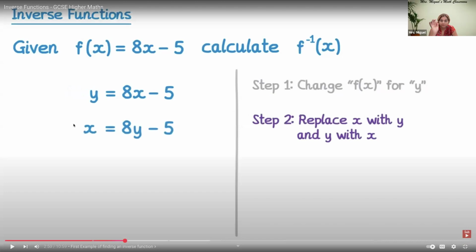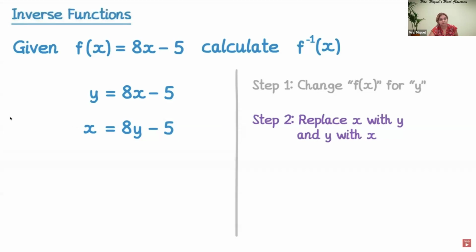And the steps are simple. You just replace f of x with y, there's nothing difficult with that. The second step is to interchange x and y. What this means is that wherever you see y in the equation, you replace it with x, and vice versa. So the steps for the inverse, I don't feel we could get anything more simple than this.